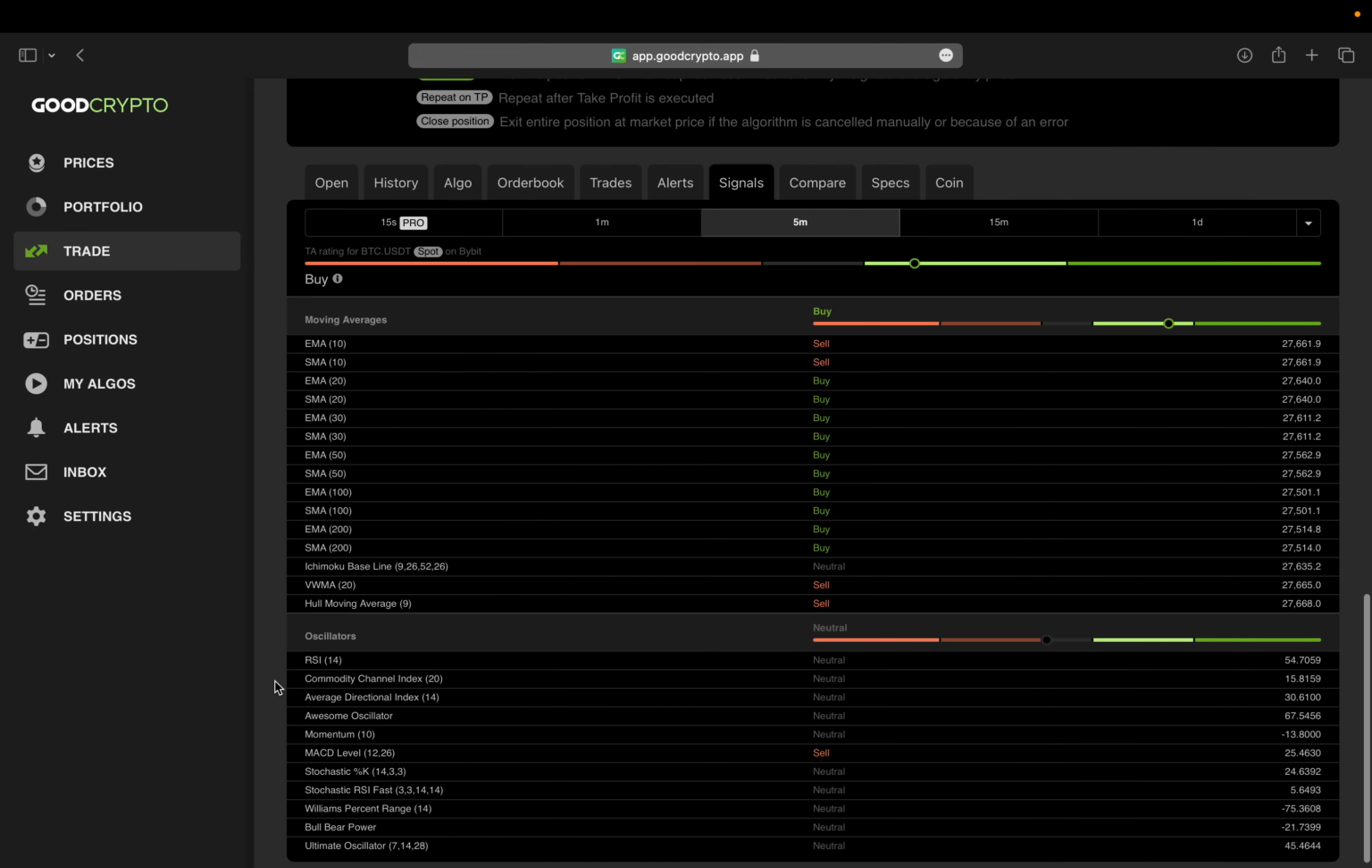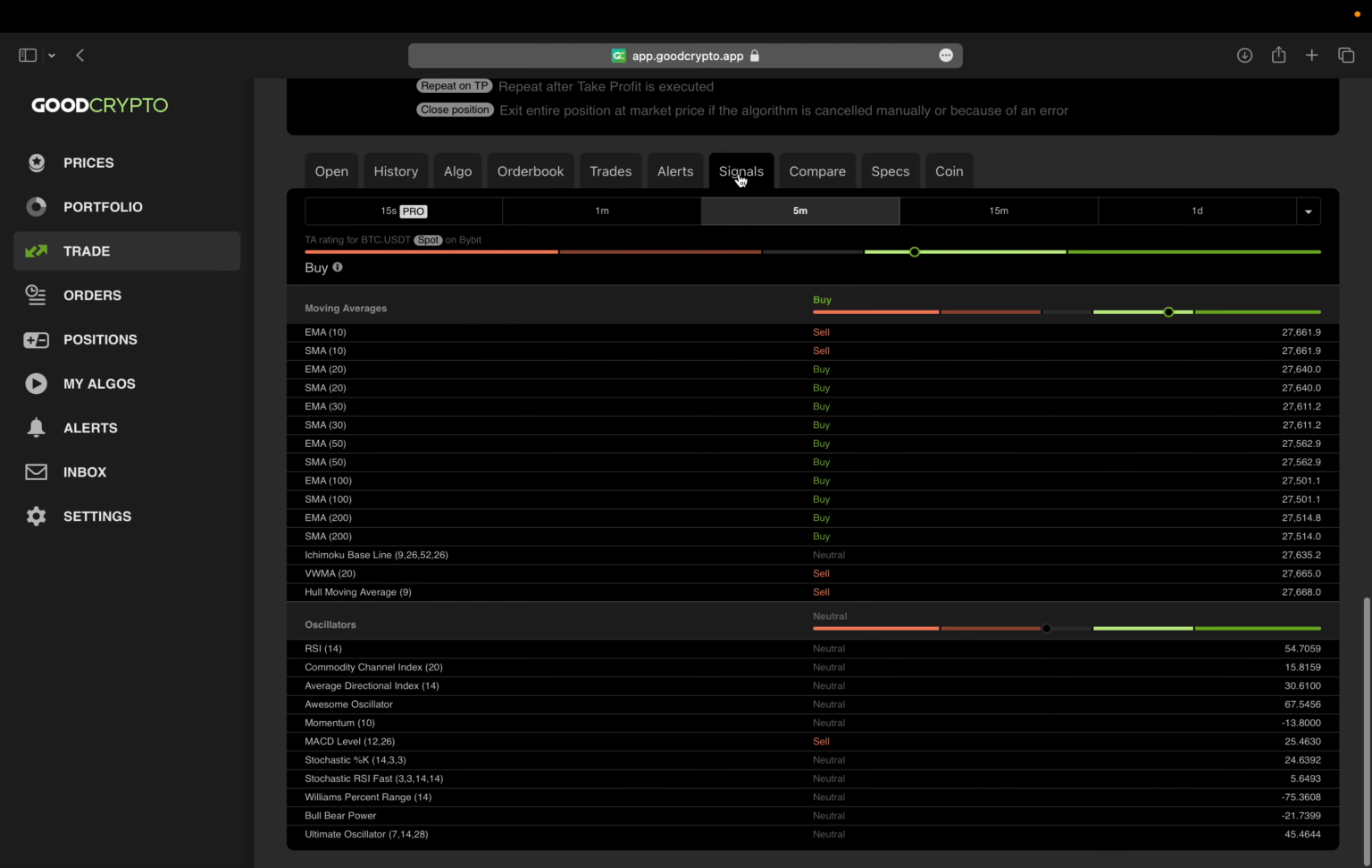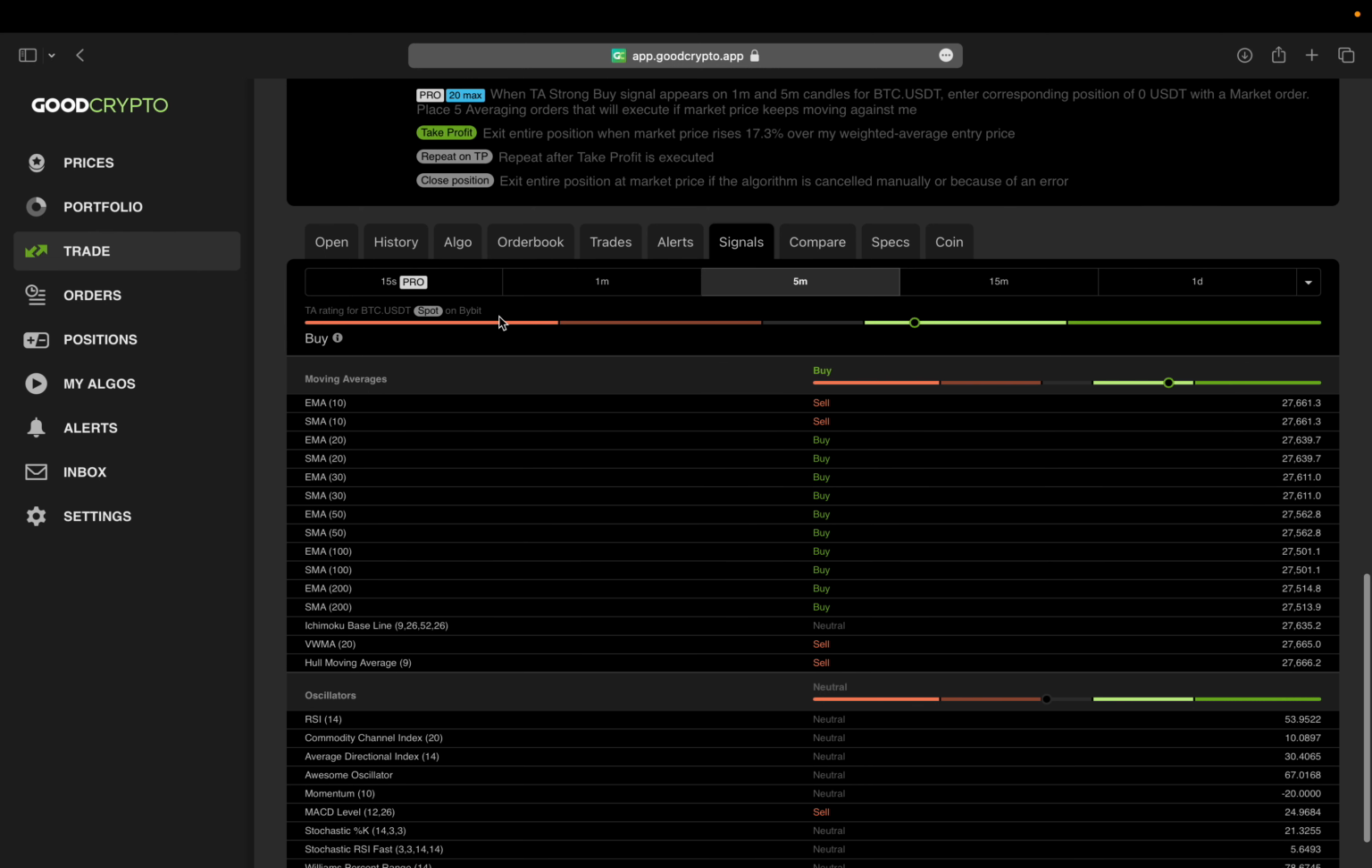If you've been using our app for some time, you already know there is a tab called signals. What we do is take quite a few moving averages and add quite a few oscillators. Basically, those are the most popular, most commonly used technical indicators that traders use, and we combine their signals, their ratings, into one combined rating.